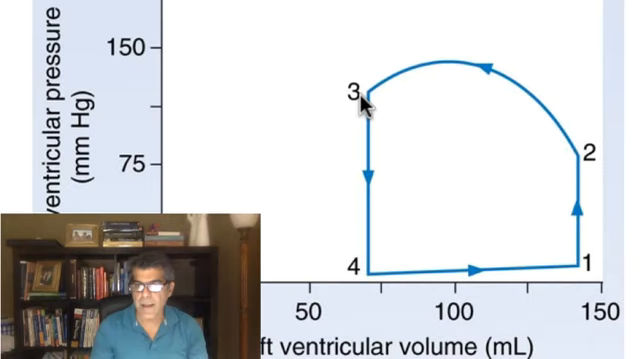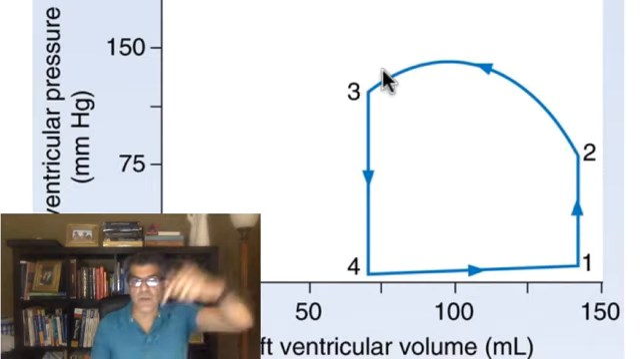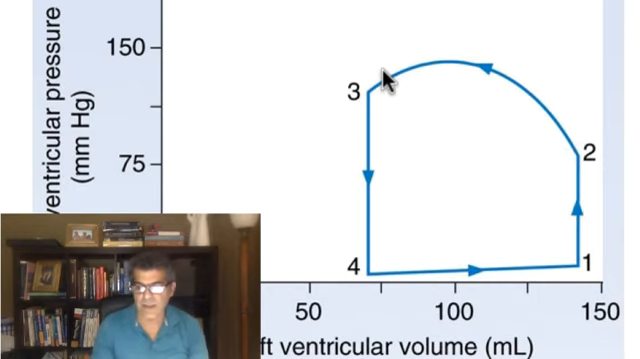At point 3, the pressure inside the ventricle starts going down. As a result, blood wants to come back inside the left ventricle. And at this point, the aortic valve is going to close again. So at point 3, the aortic valve closes. At point 2, the aortic valve opens. Between 2 and 3 is called the ejection phase.